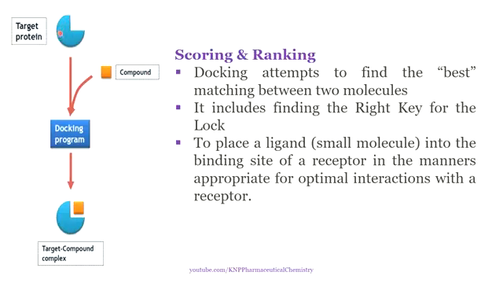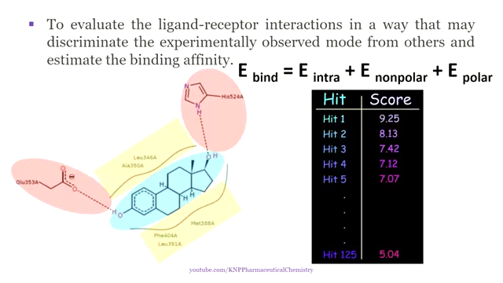This is going to be the sequence. First identify and prepare the target protein, then your ligands, then we run the docking program, and we get the target compound complex. For this target compound complex, we perform scoring and ranking. This scoring and ranking is done for best fit, and it should include the right key for the lock. So how do we perform this docking with the help of various softwares?